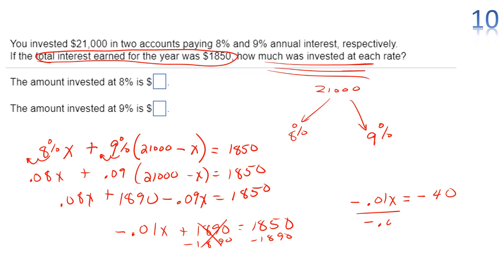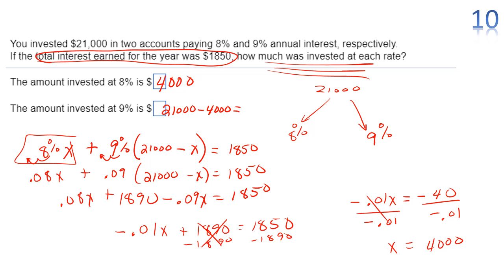And now divide by that negative decimal number. So x will equal 4,000. Now the x was the amount that was paired with 8%. So that 4,000 will be the answer for the first account because the first account was 8%. To get the second amount at the second 9% account, take your total, 21,000, and subtract the 4,000. That will leave you with $17,000, which went into the second account at 9%.